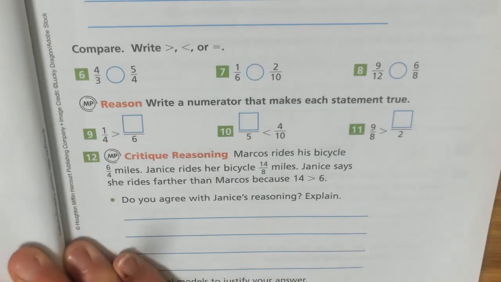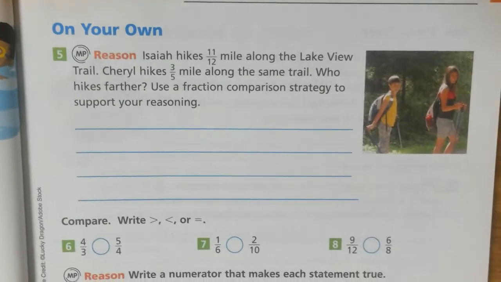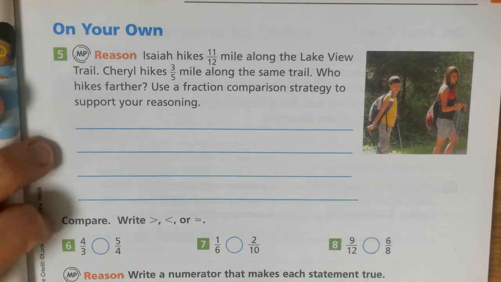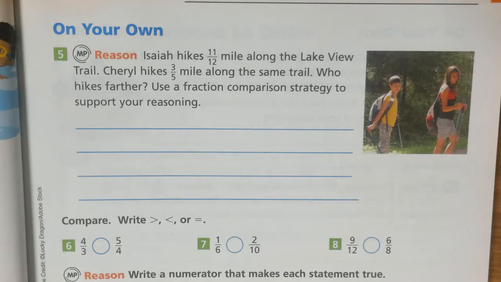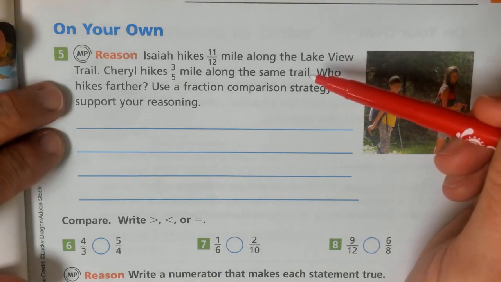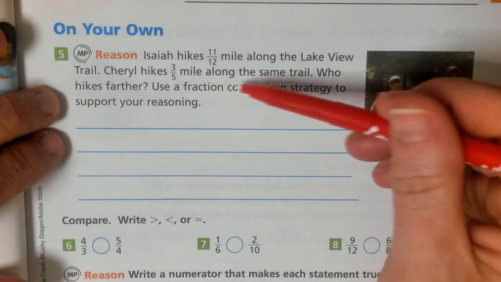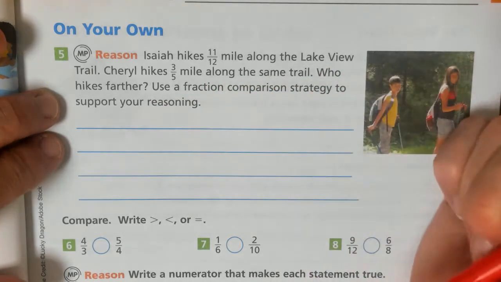So now we're at the on your own section. If you want to do this independently and come back and check your work, you could pause the video and then come back and check, or just stay right with me and do the work with me. Isaiah hikes 11/12 mile along the Lakeview Trail. Cheryl hikes 3/5 mile along the same trail. Who hikes farther? Use a fraction comparison strategy to support your reasoning.